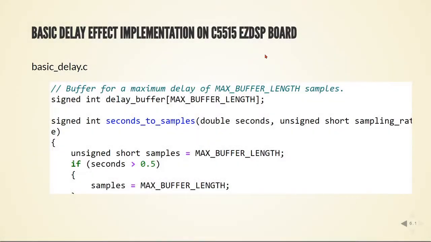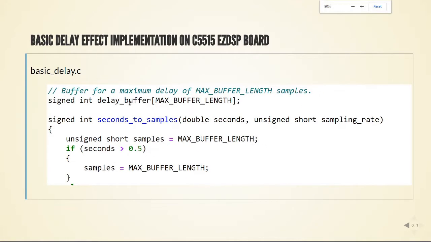And here will be our basic delay effect on the C5515 DSP board. So there will be this file, basic delay, and we're defining here a buffer with a max buffer length. So in our case it will be 0.5 seconds. Here I am defining an auxiliary function to convert seconds to samples.